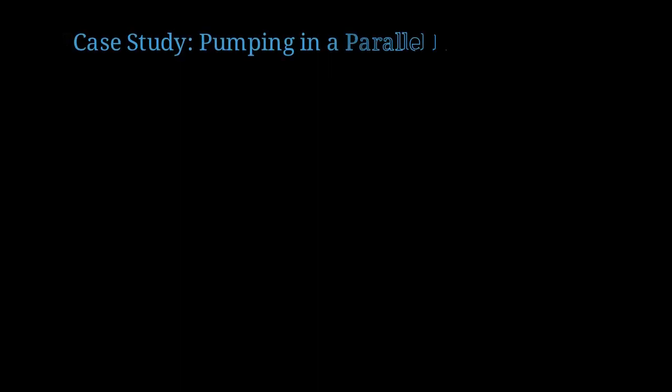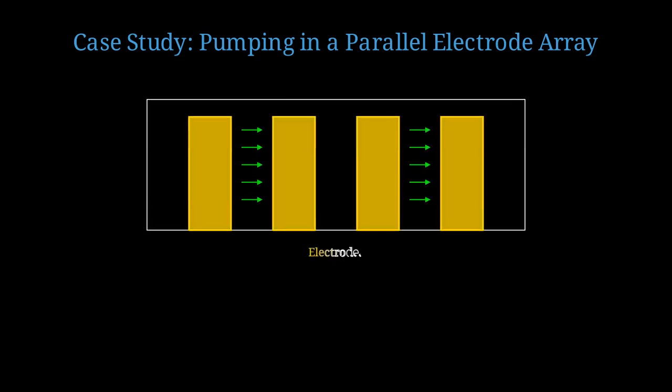Let us work through a concrete case study. Consider a parallel electrode array used for pumping. This is a common geometry. 4 parallel electrodes. Apply an AC voltage with a phase shift between adjacent electrodes. This creates traveling wave fields.